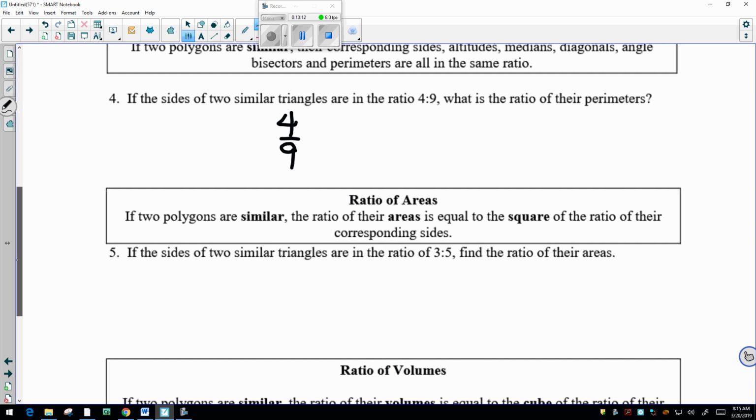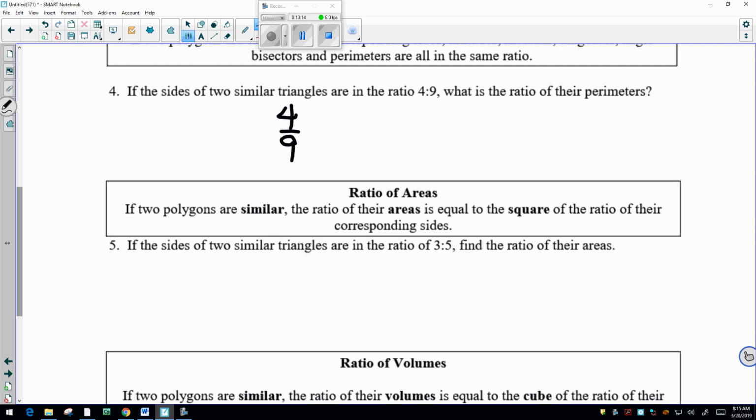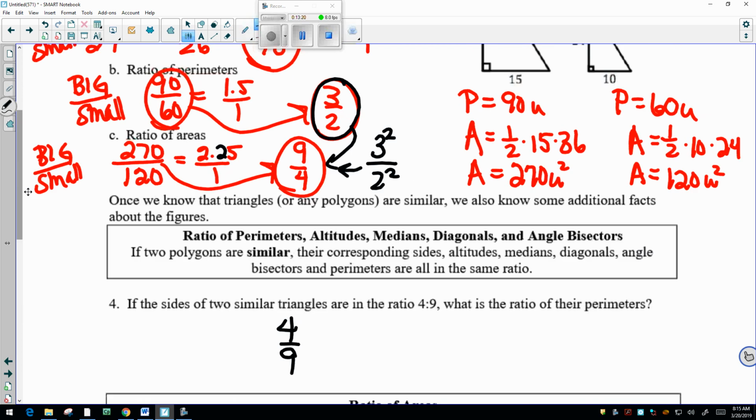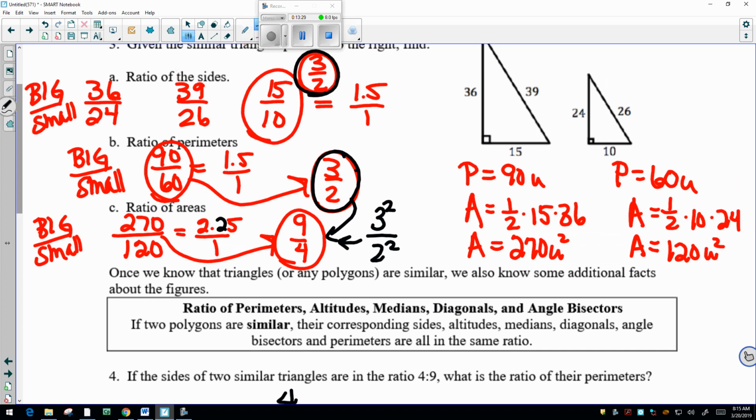Now, if we look at the ratio of the areas, it says the ratio of the areas is equal to the square of the ratio of their corresponding sides. So let's go back up here. And remember how we compared the ratio of the perimeters. Even if I look at the ratio of the sides, keep in mind, if I squared 3, I got the ratio of the areas. If I squared 2, we got the ratio of the areas.